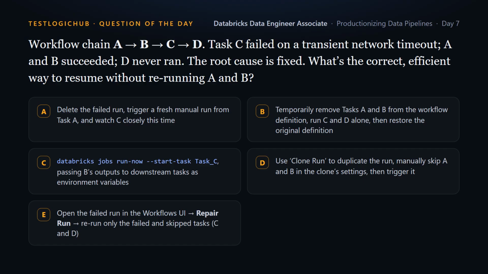C. Databricks jobs run now with a start task flag pointing at task C, passing B's outputs to downstream tasks as environment variables. D. Use clone run to duplicate the run. Manually skip A and B in the clone settings, then trigger it. E. Open the failed run in the workflow's UI. Choose repair run and rerun only the failed and skipped tasks, C and D.